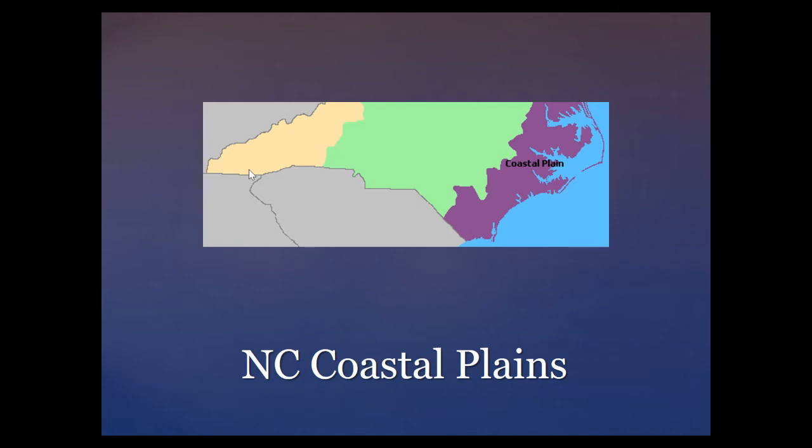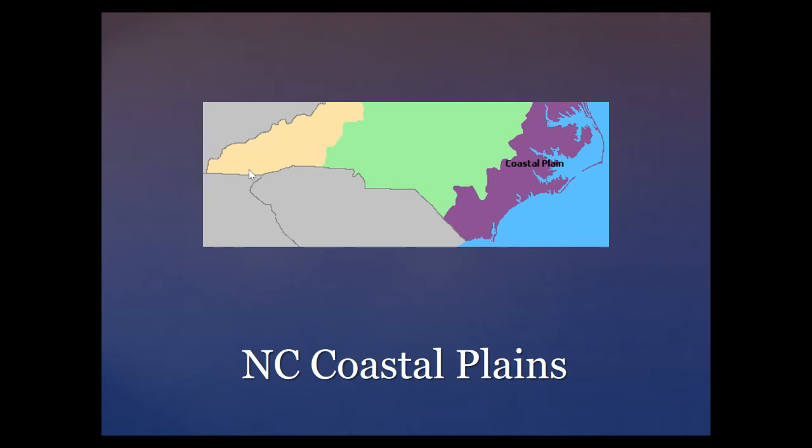So the coastal plains is near the coast or it's near the beach or the ocean. Have you ever been to the beach before? What are some of the plants and the animals that you have seen at the beach? Today, we are going to talk about three plants that you can find in the coastal plains. And while I'm telling you about these plants, I want you thinking about why they grow in the coastal plains.